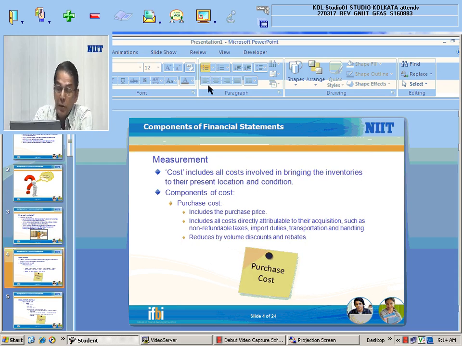So comes the important question, measurement. So when we talk about cost, lower of the cost or net realizable value, that is the principle for determination of the value of inventory under IS2. So what do you mean by cost? Cost will include all costs involved in bringing the inventories to their present location and condition. All costs which are incurred in bringing the inventories to their present location and condition.